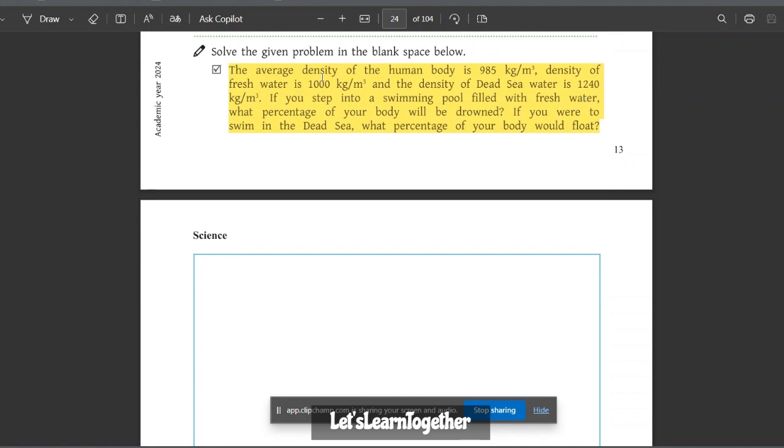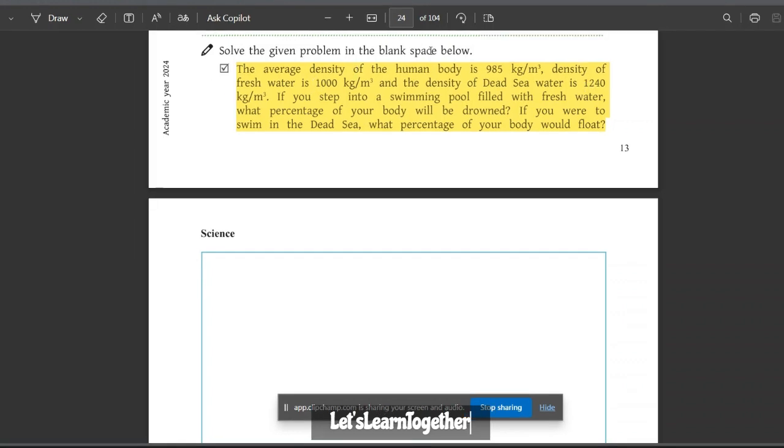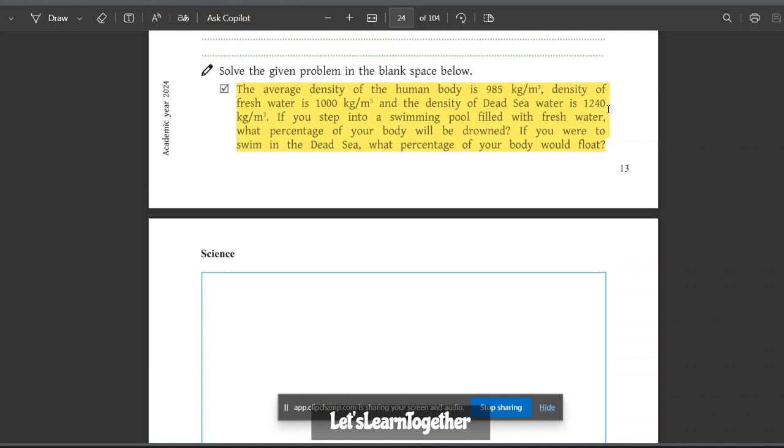Now, in both of these water bodies, the human body will float, but the level of their floating would vary, because fresh water's density is less than dead sea water's density, right? So we will see that the percentage of the part of the human body which will be submerged in water would be more in fresh water and comparatively less in the dead sea water. Okay, because in the dead sea water the buoyant force is more.